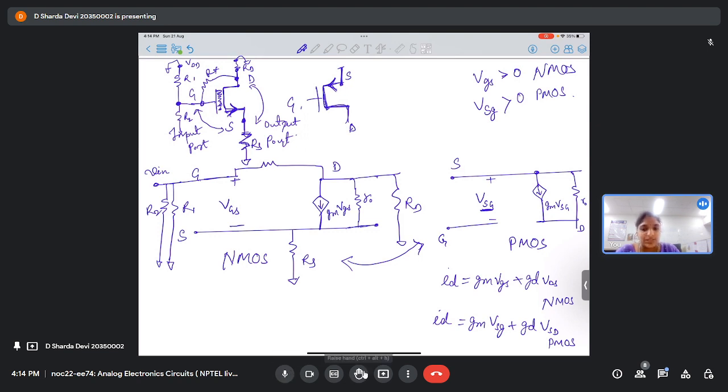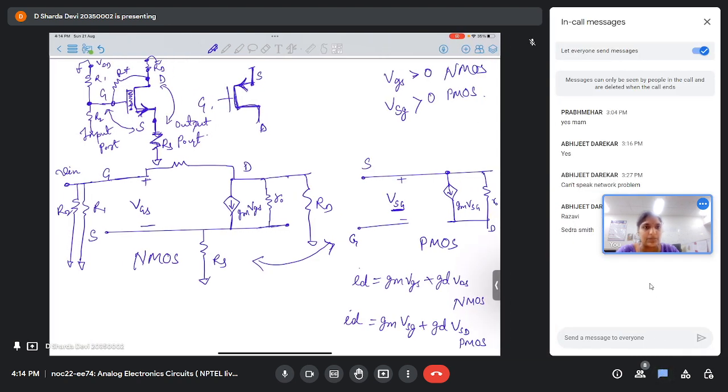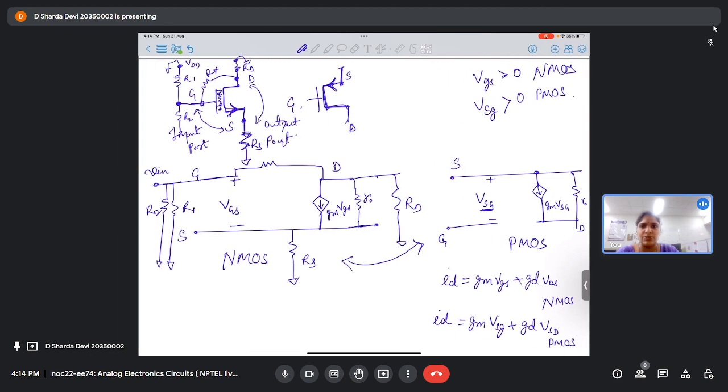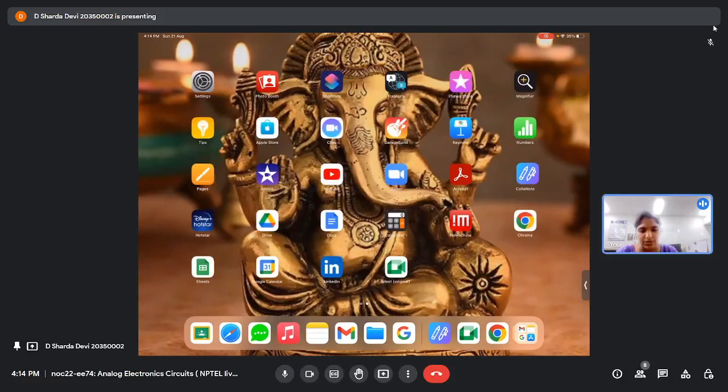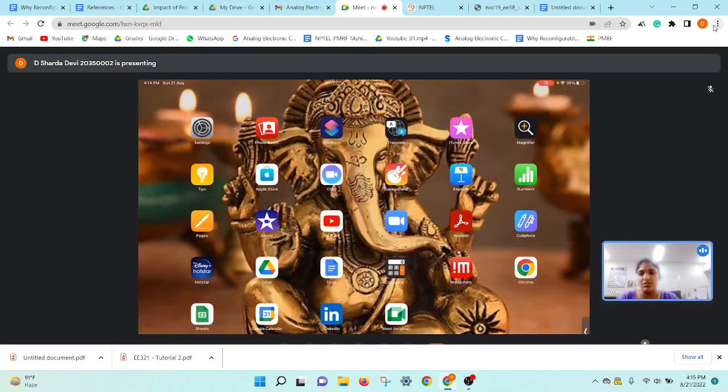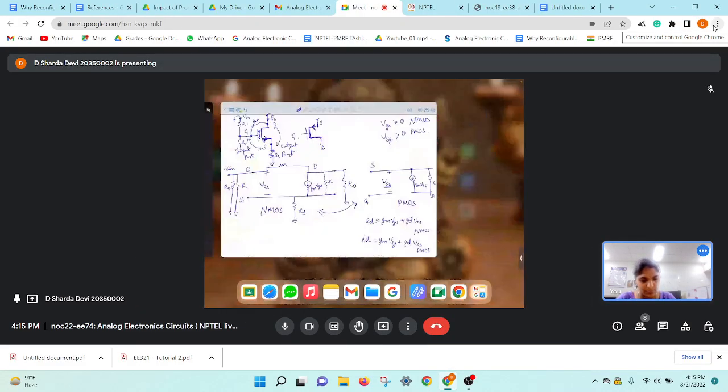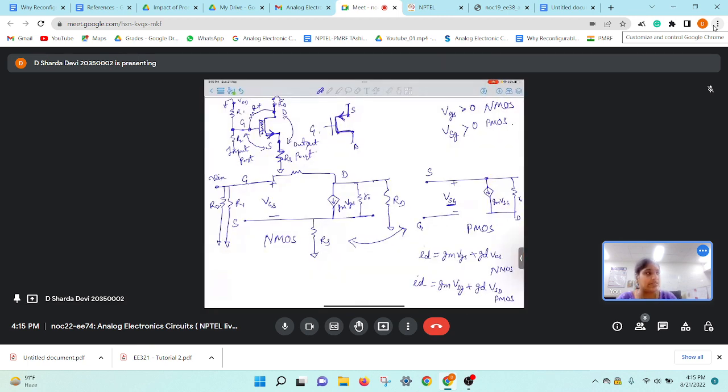Any further concerns? Sedra Smith also has a few basic level questions on CS, CD, CG configurations. Basic configurations you can find in Sedra Smith as well. For higher level configurations, we'll need the analog CMOS IC design book by Razavi.